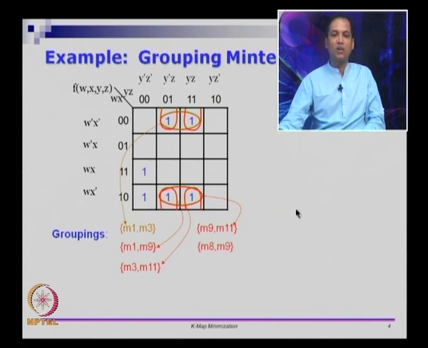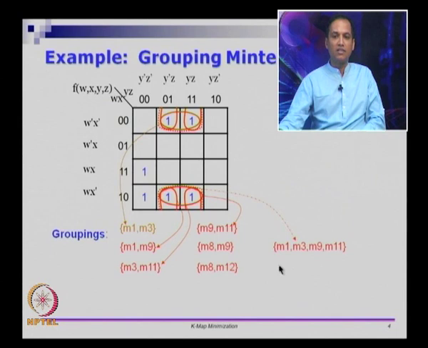There are several other combinations of 1s. So, for example, these two 1s can be grouped together, these two 1s can be grouped together and so on. So, all these are listed here, right. So, there are 6 possible combinations with which we can have 2 of them combined at a time.